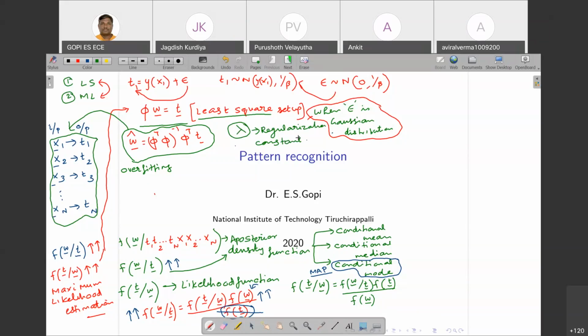We try to estimate W cap as what? Phi transpose phi plus lambda I, the whole inverse. Understand that one way of viewing this lambda is as what? The regularization constant.